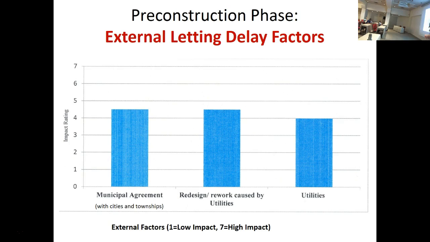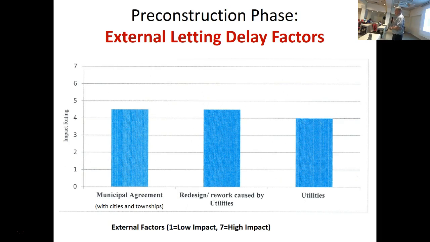Let's look at external letting delay factors. Okay, so on the outside, you've got to work with different municipalities, cities, or townships that also have a stake in the permitting process, and so they can have an impact on whether you're going to make your let date or not. And also utilities are a big reason for let date delay.